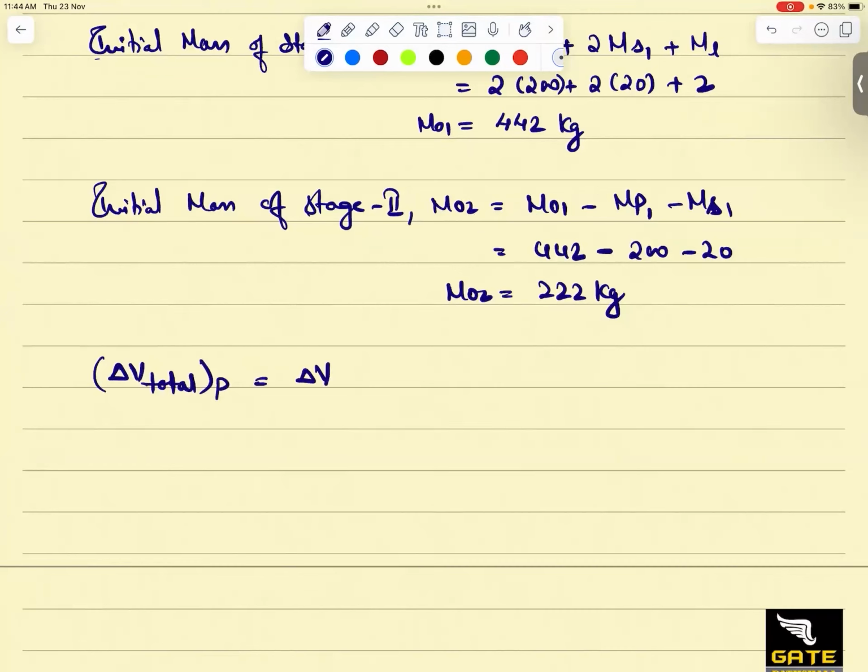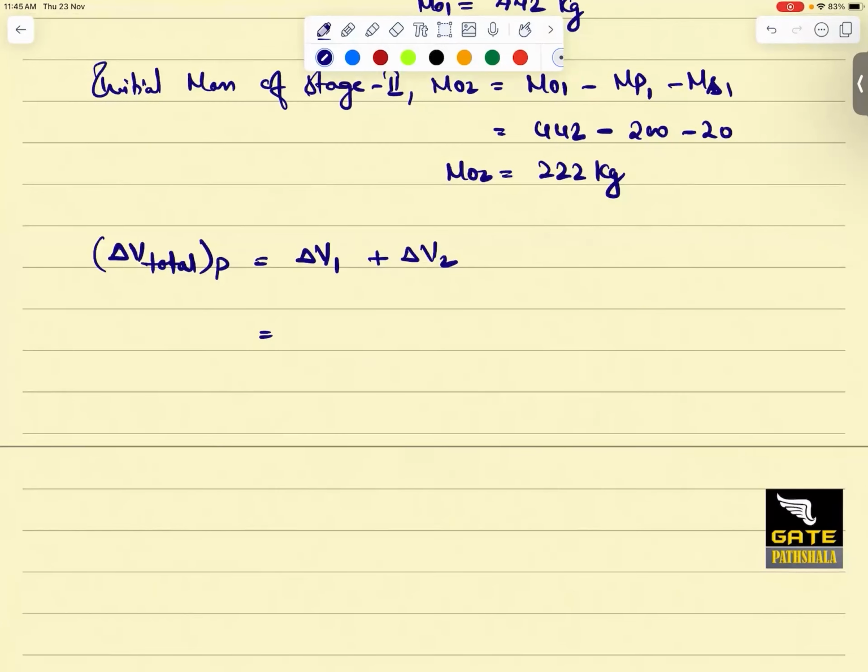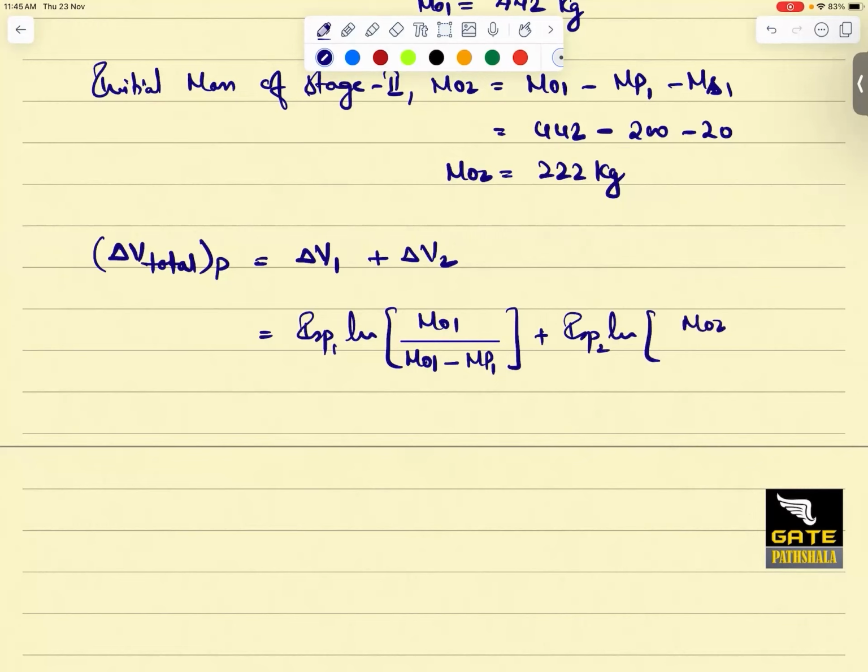So what will be delta V total for rocket P? It will be delta V1 plus delta V2. For delta V1, both the ISPs are same, so I'll simply write ISP ln of M01 by M01 minus MP1, plus ISP into ln of M02 by burnout mass M02 minus MP2. Both the ISPs are same. If they are different, you can write like this.